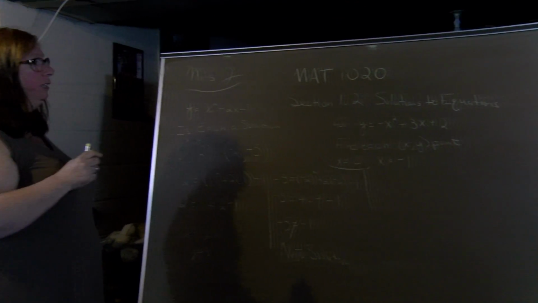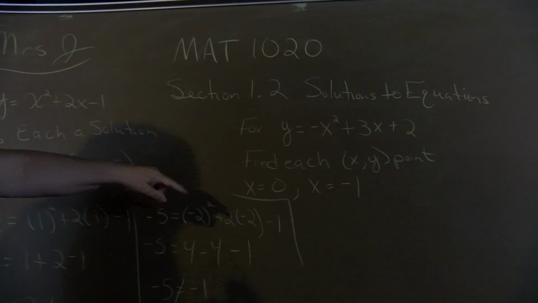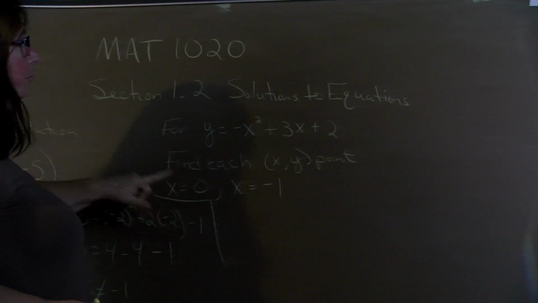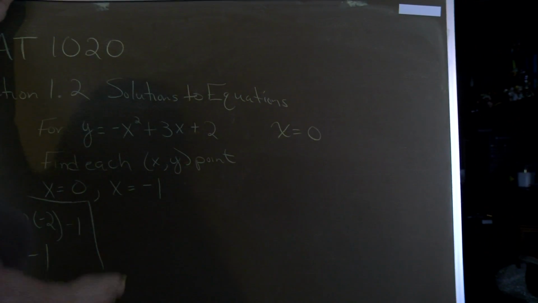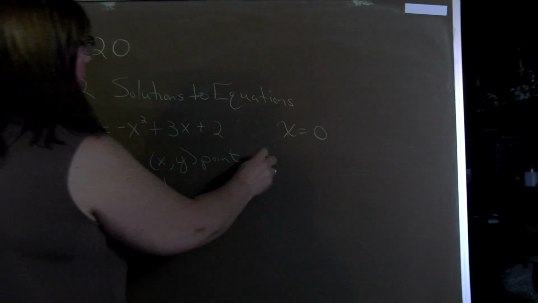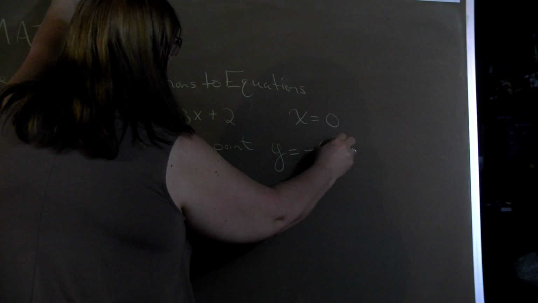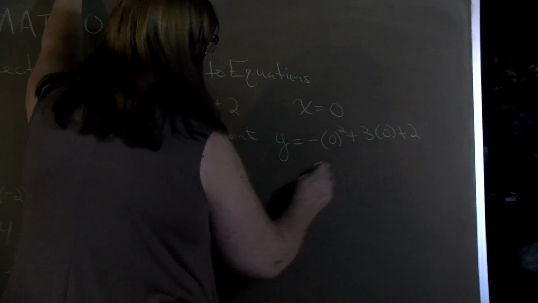The next one, they're giving us the x values, we need to find the y values. So you just plug it in and simplify. So if we have x equals 0, and we want to find y, we just plug it into this equation. y equals a negative 0 squared plus 3 times 0 plus 2.